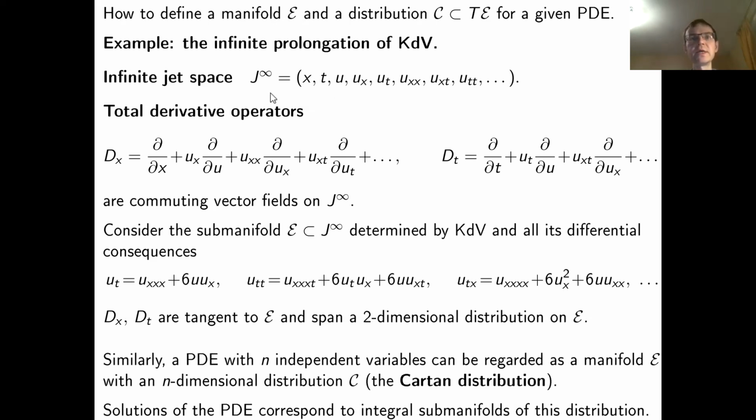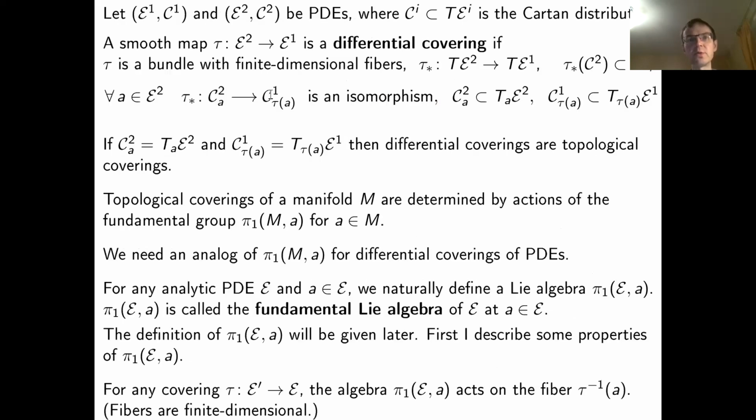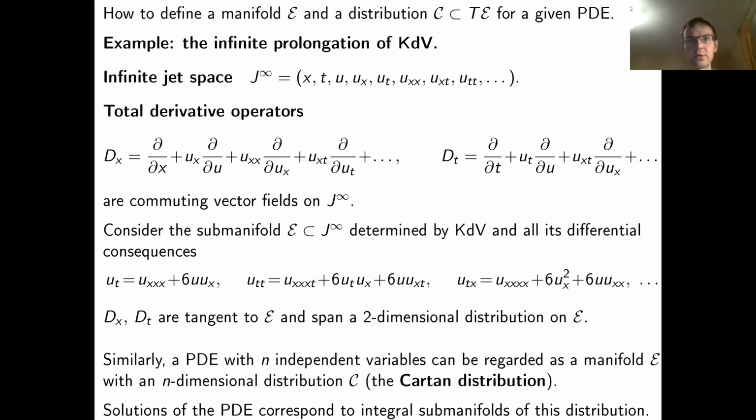In the case of KdV, the infinite jet space is the infinite dimensional manifold with these coordinates. So now x, t, u, ux, ut, and so on, all partial derivatives of u, all of them are regarded as formal variables which play the role of coordinates for this infinite dimensional space. So J infinity is the infinite dimensional space with these coordinates.